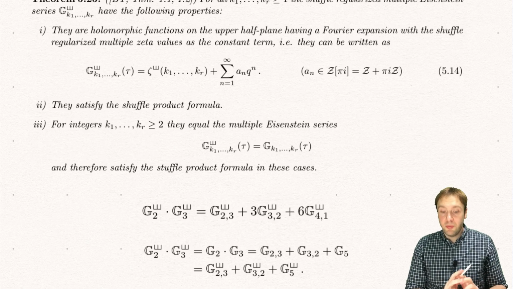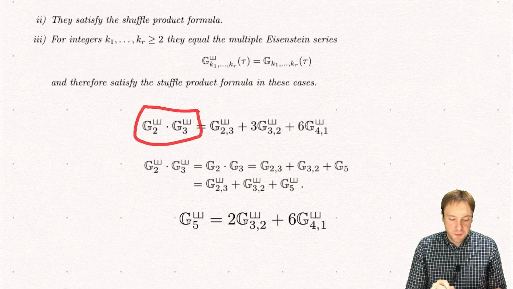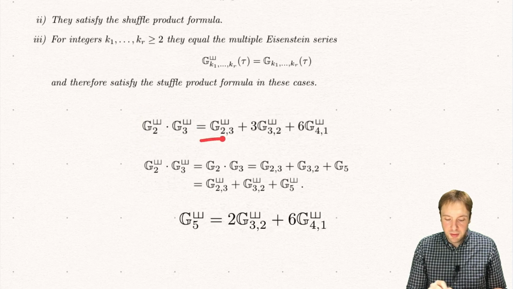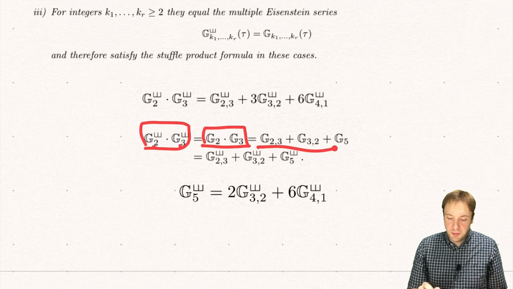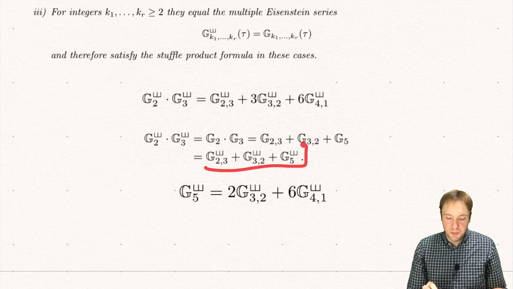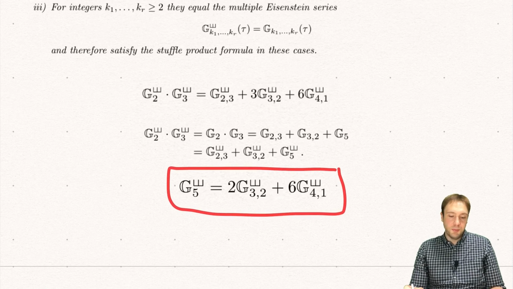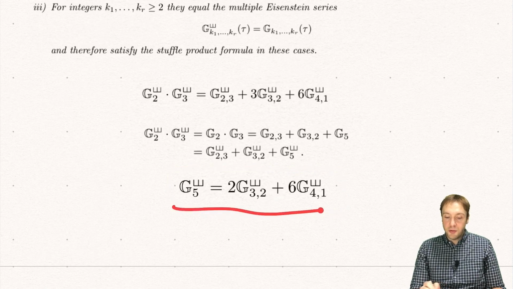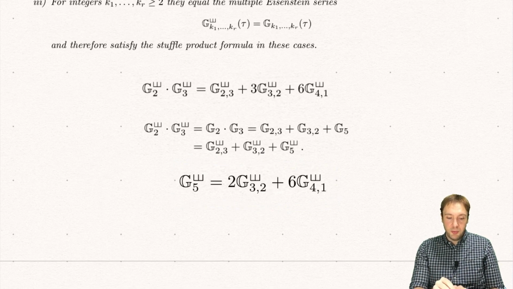And therefore, we get some linear relations among multiple Eisenstein series. So, for example, if we take the shuffle product of G2 shuffle with G3 shuffle, this is the shuffle product. But here, since both indices are greater or equal to 2, we can also write them as a product of the classical Eisenstein series, which satisfies the stuffle product. And here again, the indices are greater or equal to 2, so we can write them in terms of the shuffle regularized. And therefore, we get this linear relation among multiple Eisenstein series, where the constant term on both sides gives also a relation among multiple zeta values. But here we can see that this is just a consequence of these finite double shuffle relations.